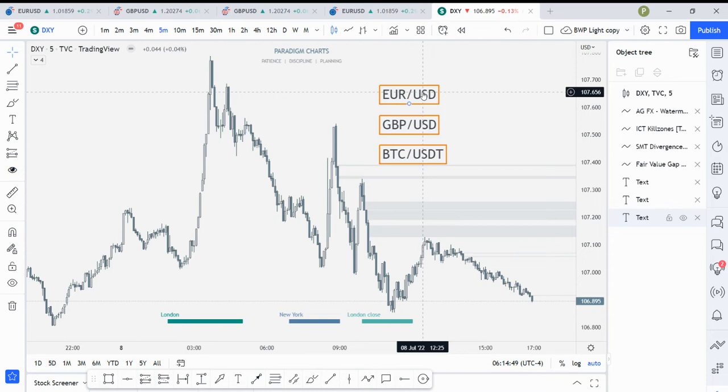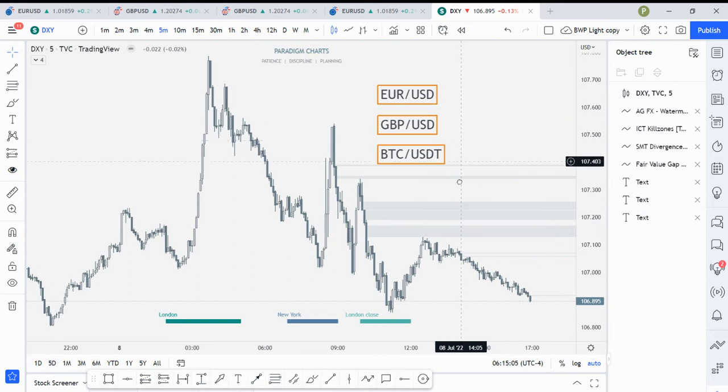Now, currency correlations are measured based on what we call currency correlation coefficients. It is a number or a value that ranges between -1 and +1. Okay, -1 to +1.